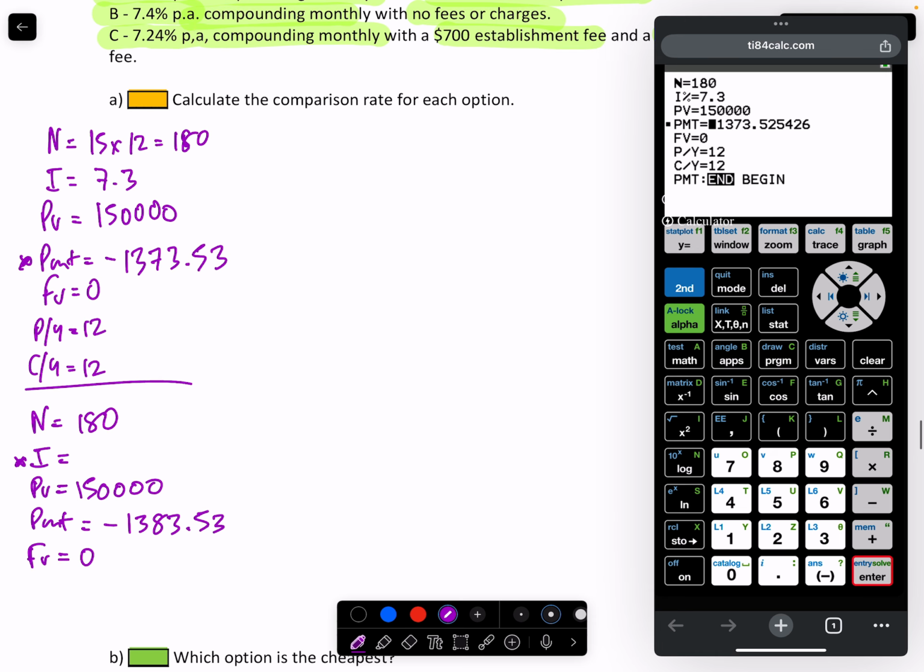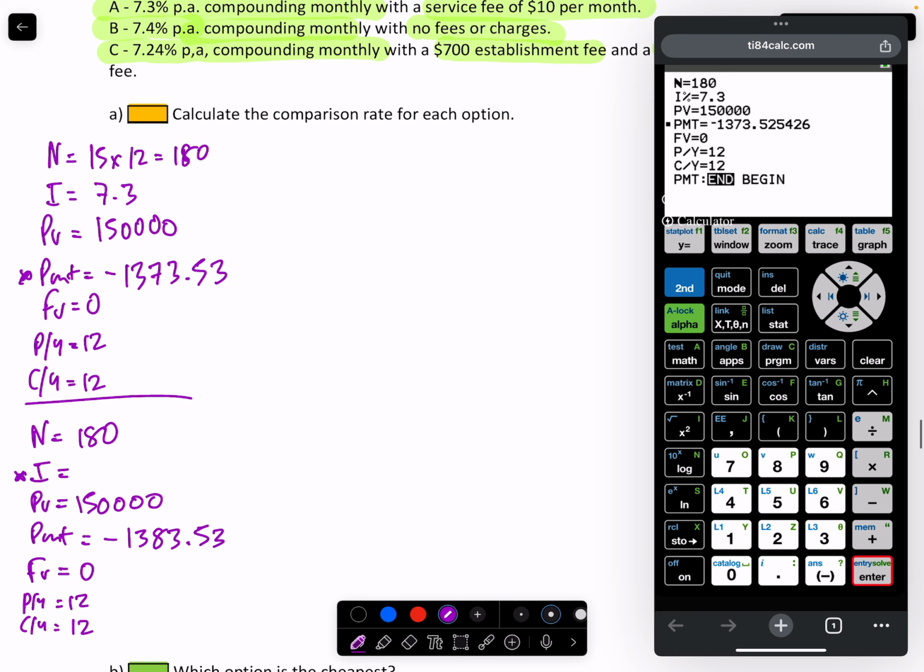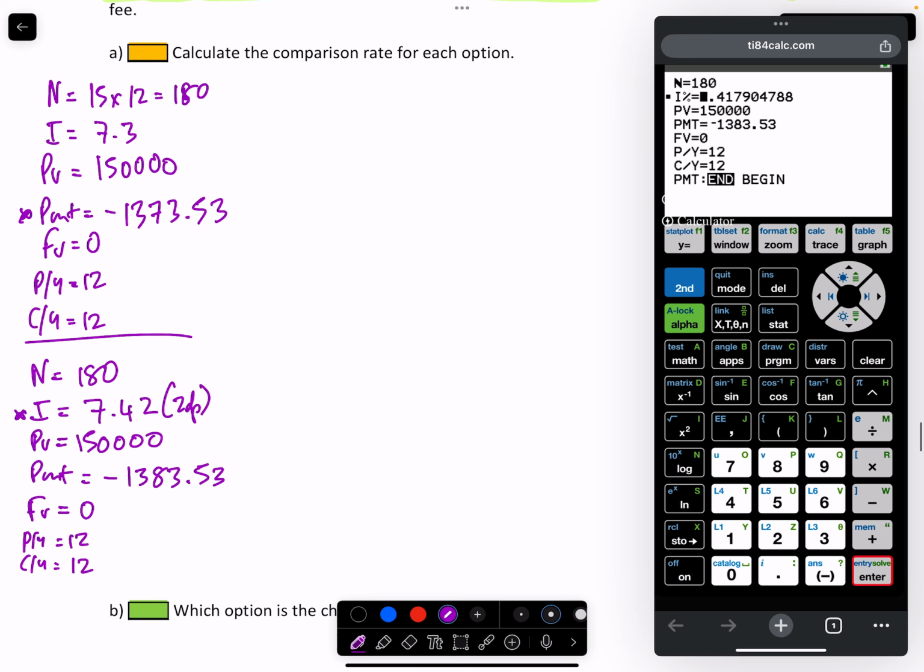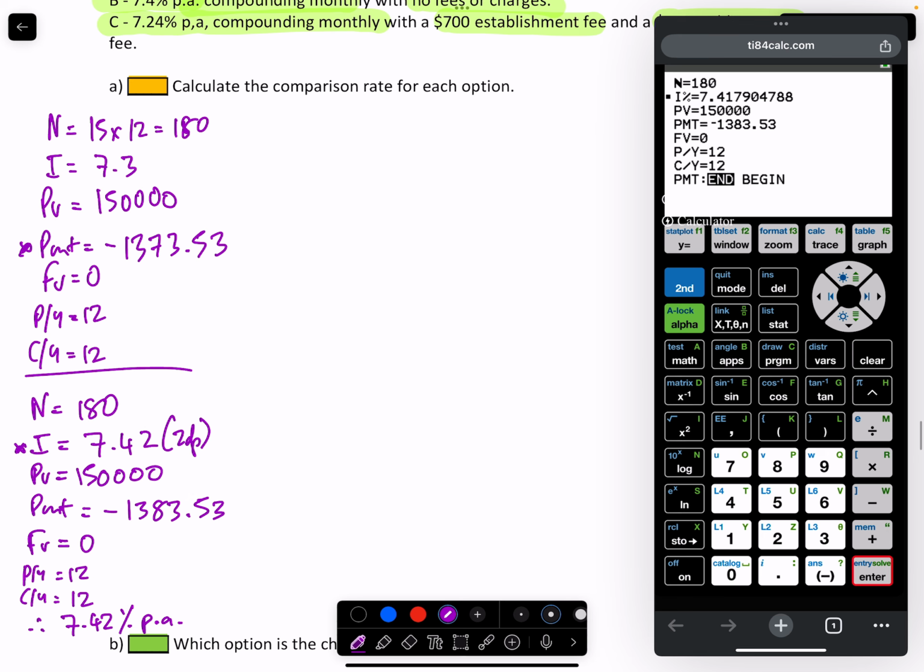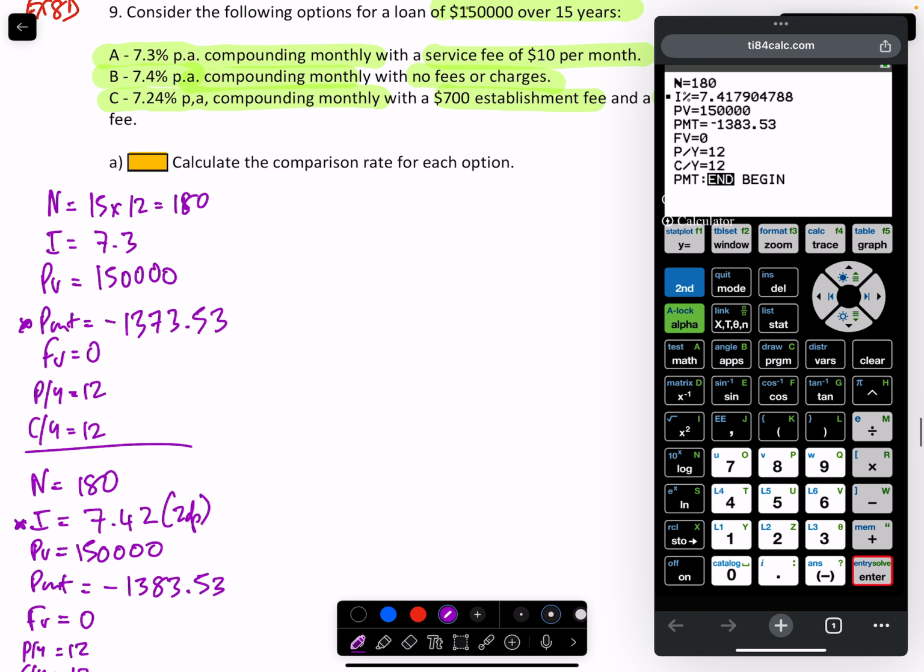So the comparison rate is going to tell us what the rate should be if I consider that. Negative 1383.53. Alpha enter. 7.42%, 2DP. Therefore, 7.42% per annum. Comparison rate there. This one was for A.